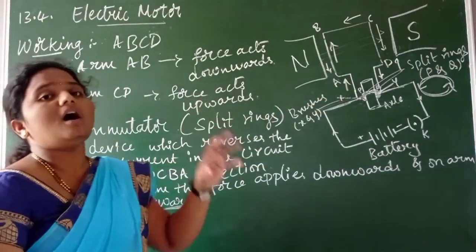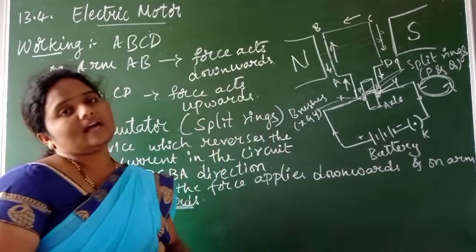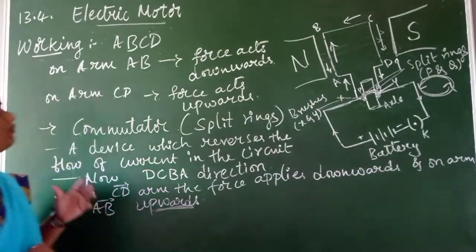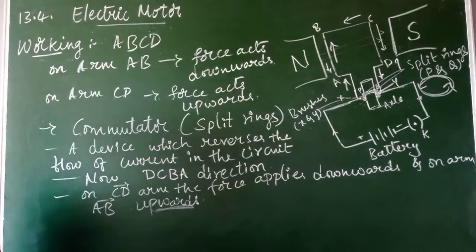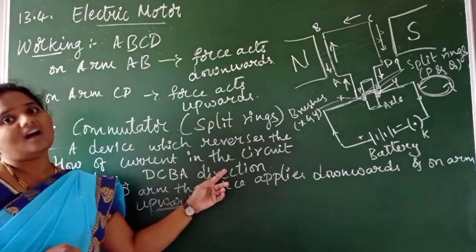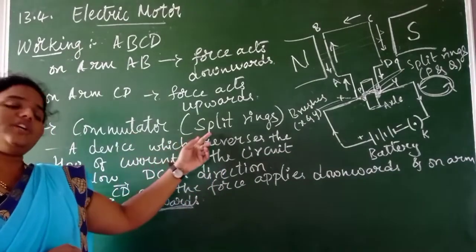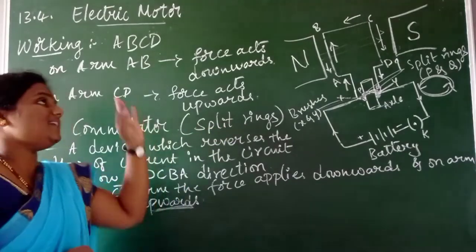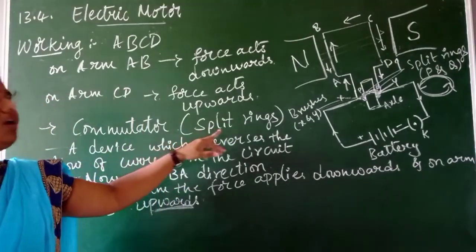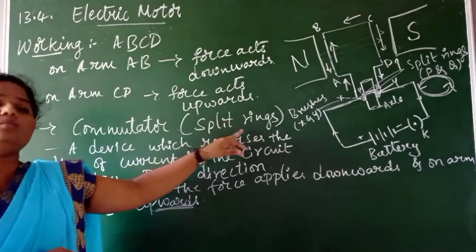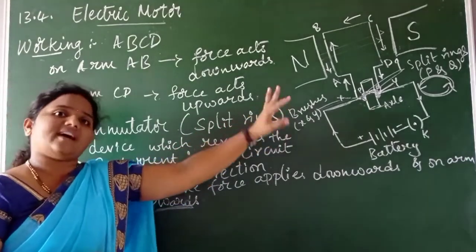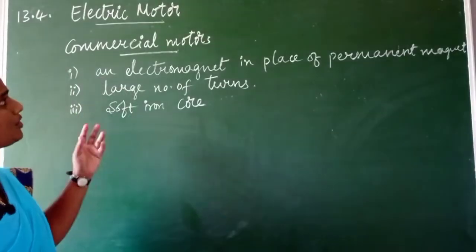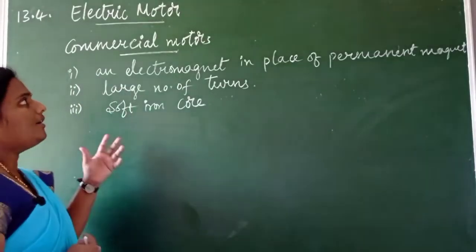In order to make a complete rotation, it is possible with the help of a commutator, children. So the main role of a commutator is to reverse the flow of current in the circuit. It is very important, children. In 1 mark you may get the question, what is the role of split rings in an electric motor? Then you have to write the answer that it is helpful in reversing the flow of current in the circuit. Got it? Now we will see the commercial motor, how they are used.